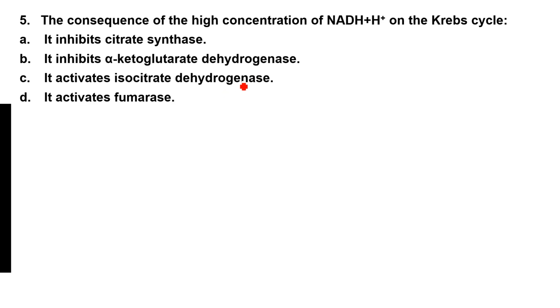Now, answer this question: the consequence of high concentration of NADH plus H plus on the Krebs cycle. Just now we saw the regulation of the Krebs cycle. Now try to answer this question: what will it do? It inhibits citrate synthase. So there is a high concentration of NADH plus H plus. High concentration of ATP, high concentration of NADH, what does it do? It is a general thing that it will always inhibit glycolysis or the Krebs cycle, right? Option number B. Okay. Any more answers?